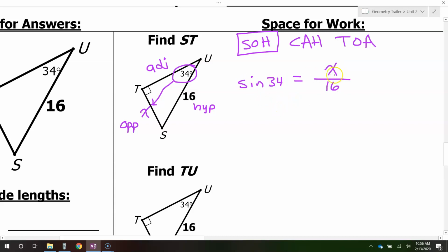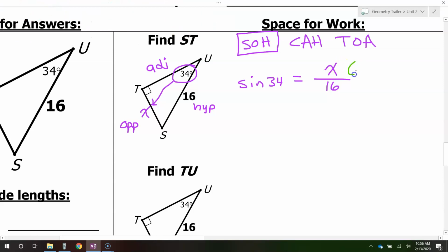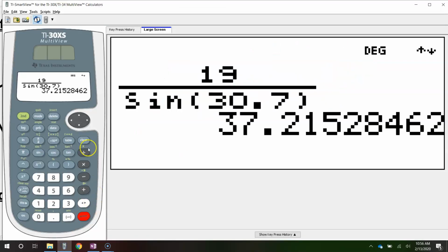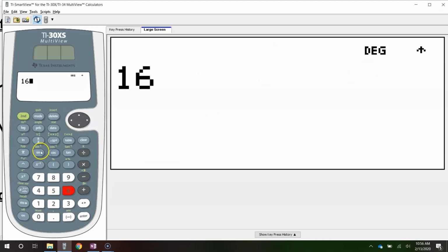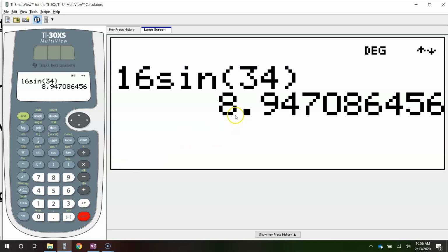All right, how do I solve an equation like this? Well, you multiply. When the variable is in the top, you multiply by the denominator on both sides. That way these will cancel each other out, and you are ready for your calculator. Because x is now by itself, so I just need to type in 16 sine 34. So that's 8.947.